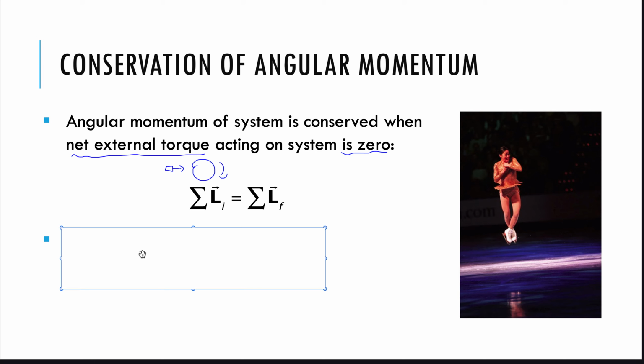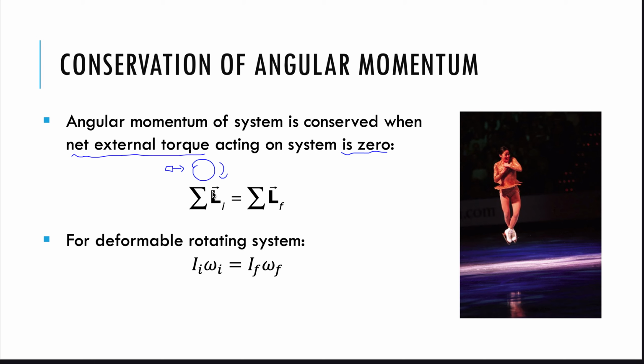We also have a special case when we're looking at a deformable rotating system. So what in the world does that mean? It's a case we see very often. Think of an ice skater. When she brings her arms in, she spins a lot faster. What is she doing when she's bringing her arms in? She's changing the distribution of her mass. The mass was far away from her body, so she had a big moment of inertia. Then she brought it close, and she reduced her moment of inertia.